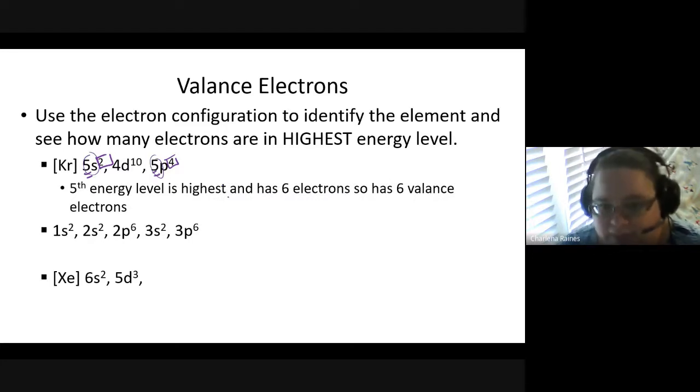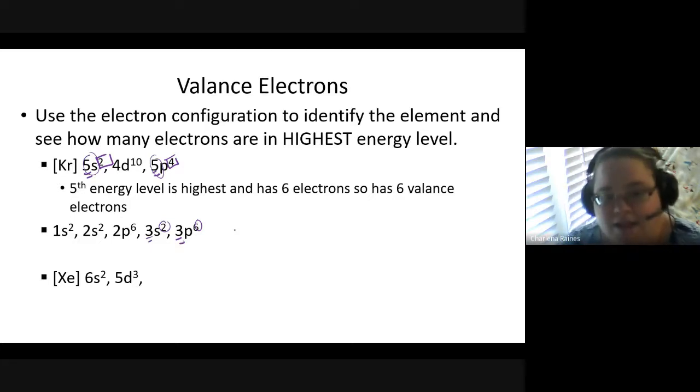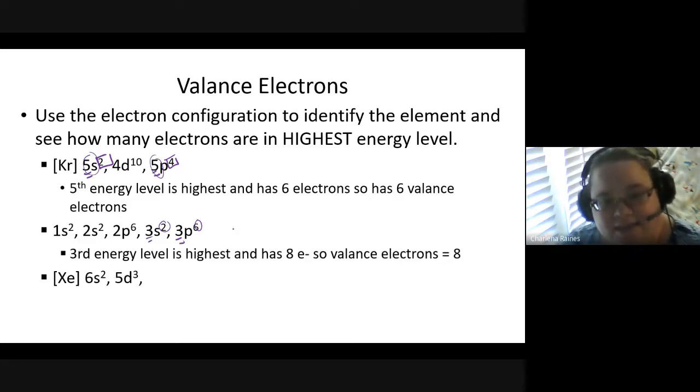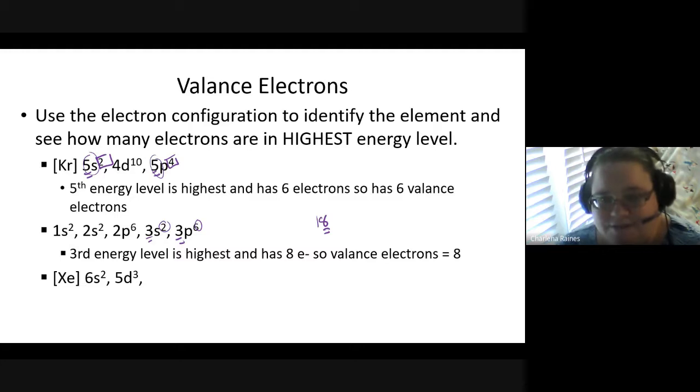Now I could find the element and look at the group number. So, slightly different configuration. Highest occupied energy level is 3. Add up the exponents. This has 8 valence electrons. I could see that this is element argon, and argon is in group 18. Therefore, group 18, that last number, must have 8 valence electrons.